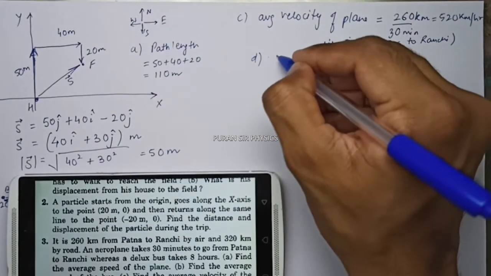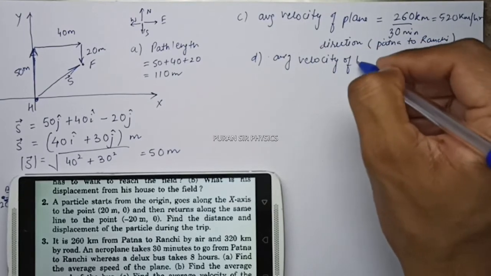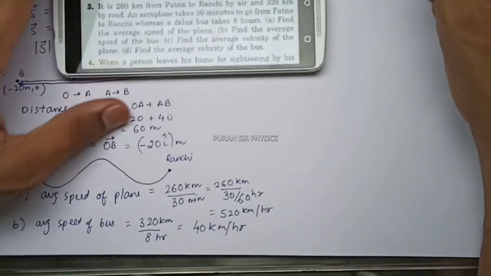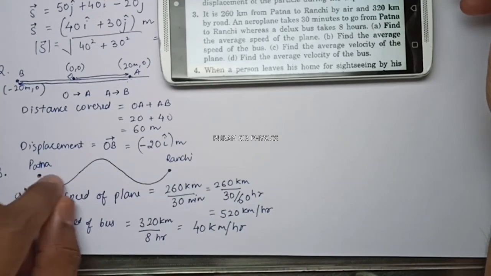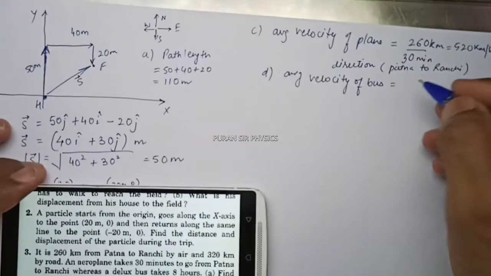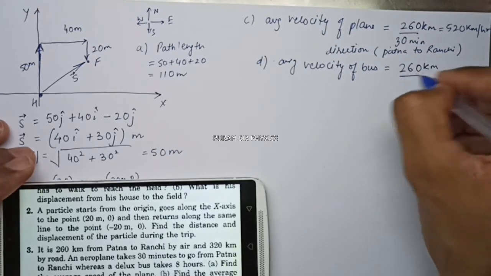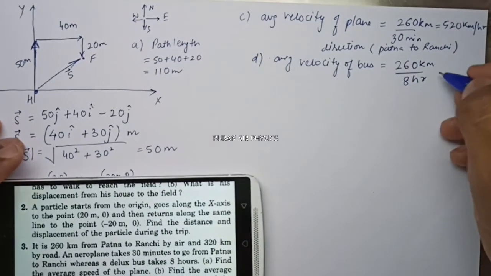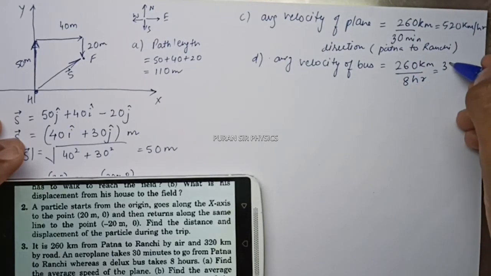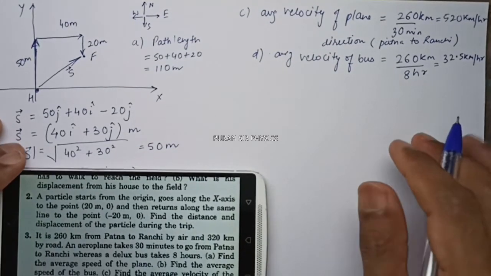And the D part is average velocity of bus. So in this case, the displacement will be a straight line, और वो straight line आपको कहाँ से मिलेगी? The distance covered by air, और जो है 260 किलोमीटर. So in this case, the magnitude of that average velocity will be 260 kilometer, and the time taken is 8 hours. So it comes out to be 32.5 kilometer per hour. So this is the answer of question number 3.